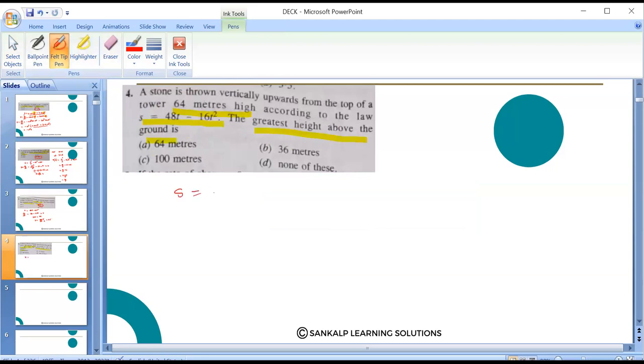So the height is given to you as 48t minus 16t square. But it is from the top of the tower. So actually, the tower's height is also considered, but we will take it later. To get the maximum height, you have to take the derivative of the height, that is 48 minus 32t, make it equal to 0. 32t equal to 48. T is 48 by 32. 16 threes, 16 twos, it is 1.5.